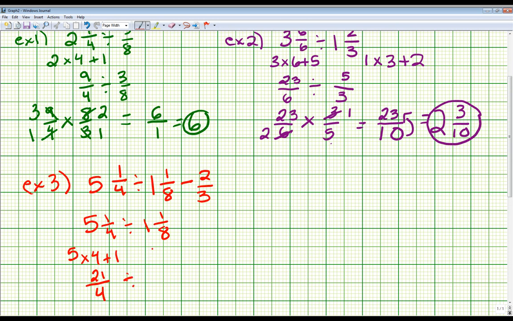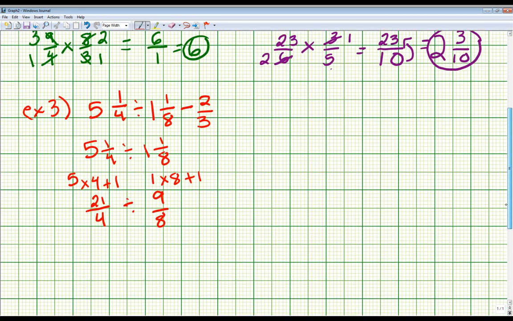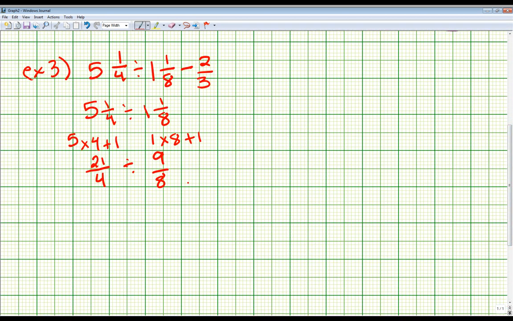Over here we have whole number times denominator, add numerator. 1 times 8 is 8, plus 1 is 9. We have 9 over 8. Now we go ahead and see if there's anything we can simplify. Well, 4, the only factors of 4 are 2.